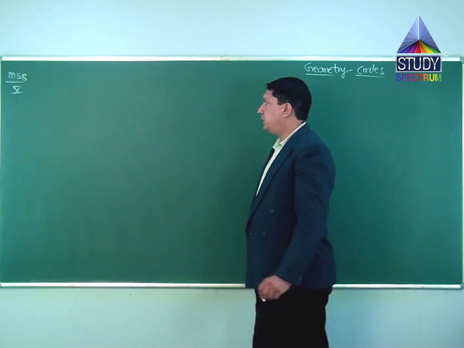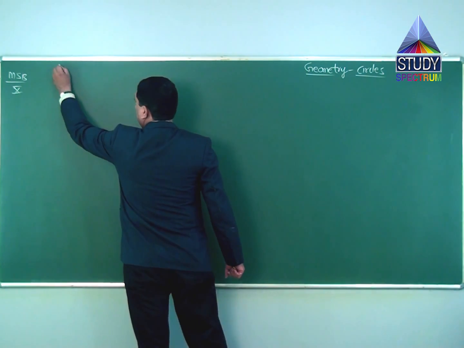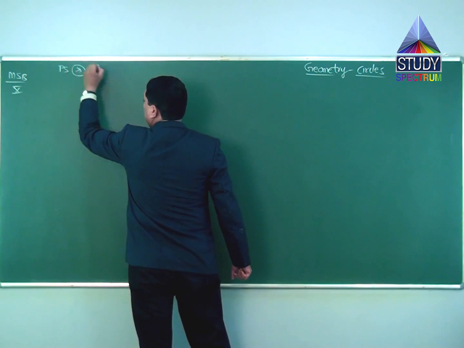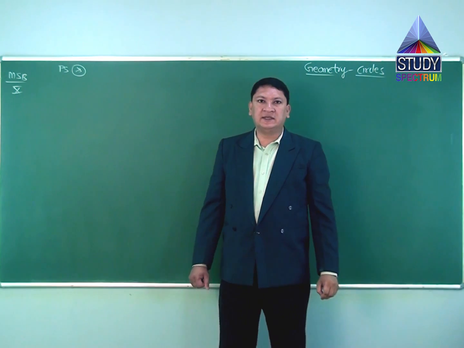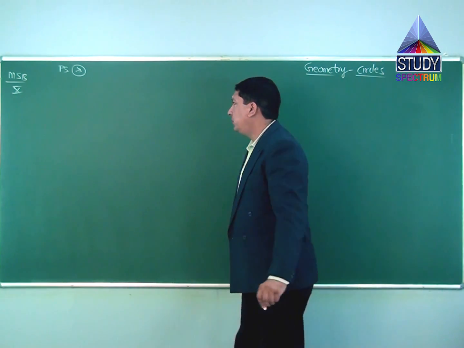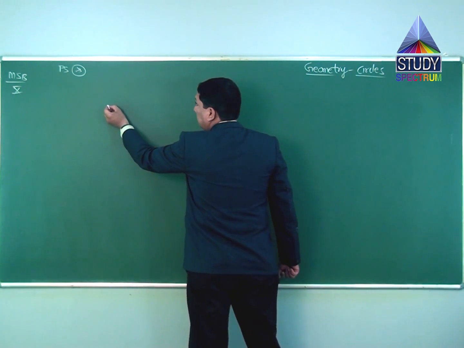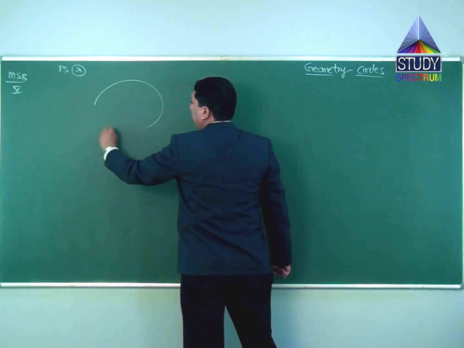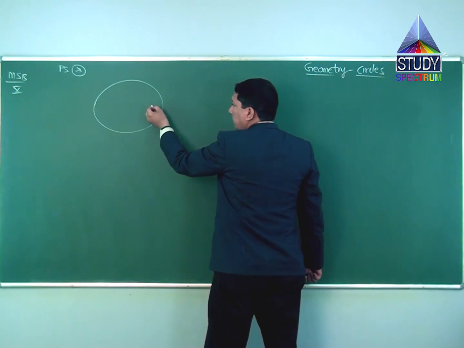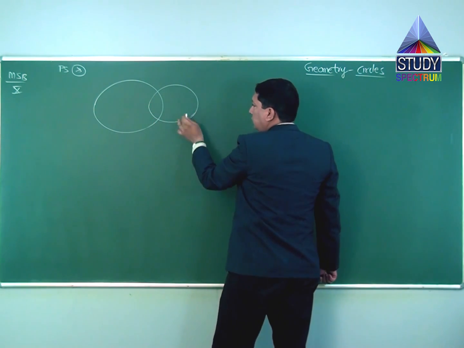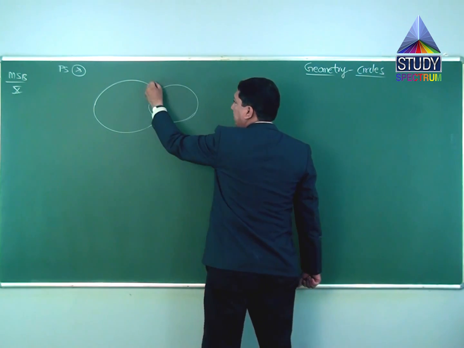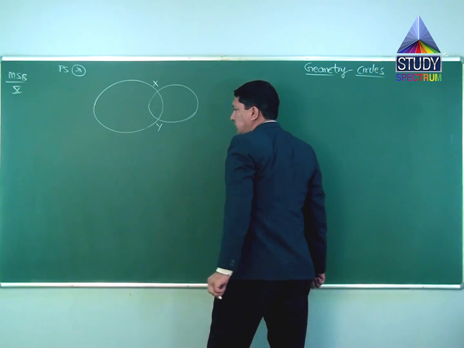Problem set question number 8 for circles. The question is: two circles intersect each other at points X and Y. So I draw two circles, and they are intersecting at points X and Y. This is the first circle, this is the second circle. These two circles are intersecting at the points X and Y given to us.